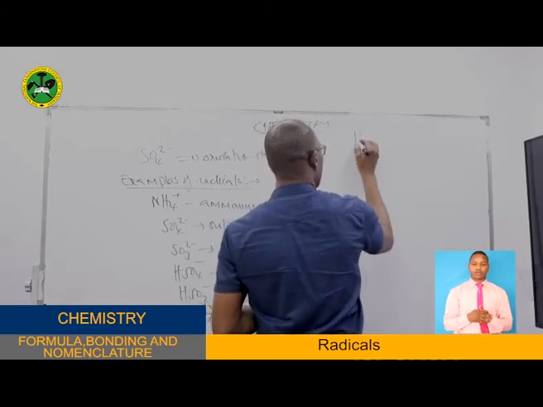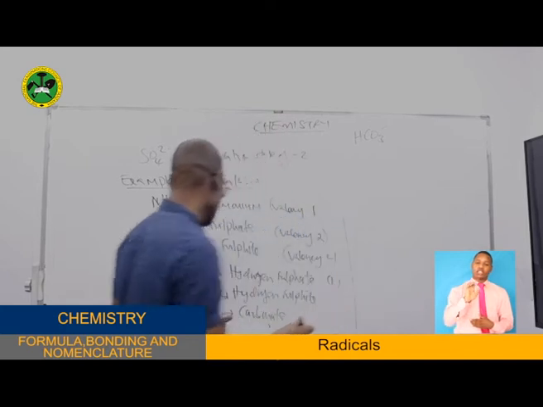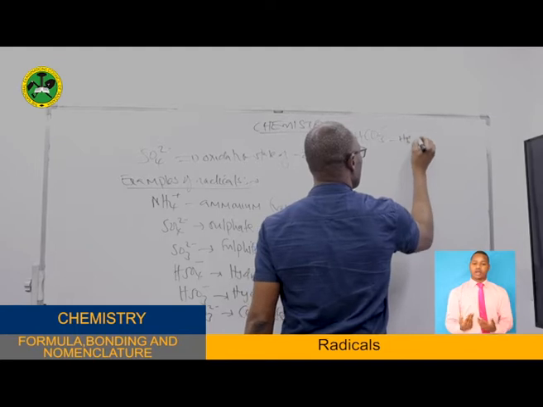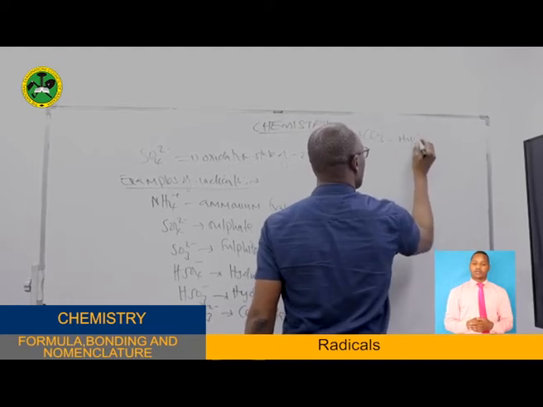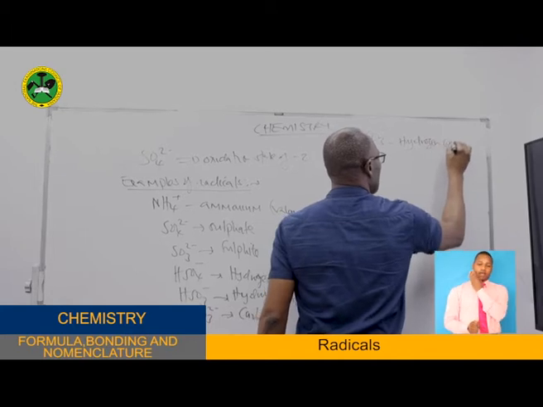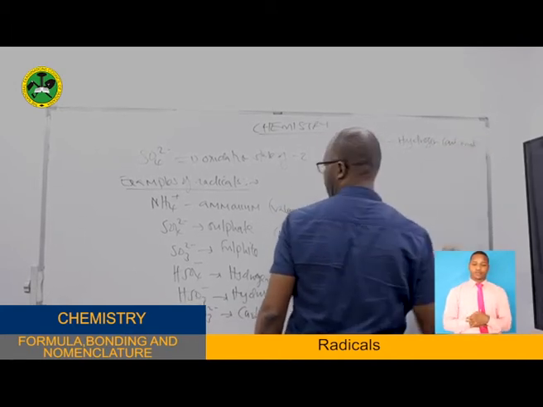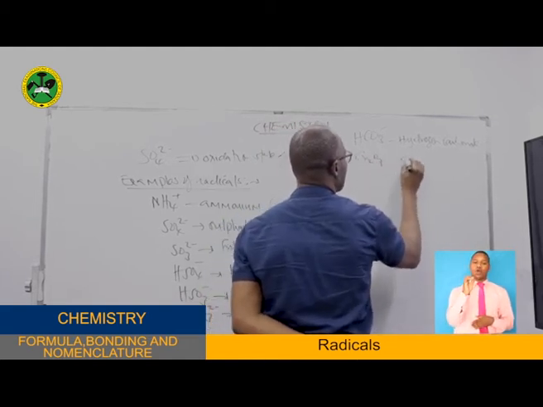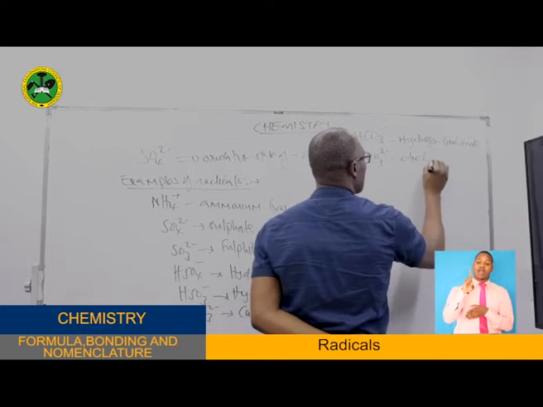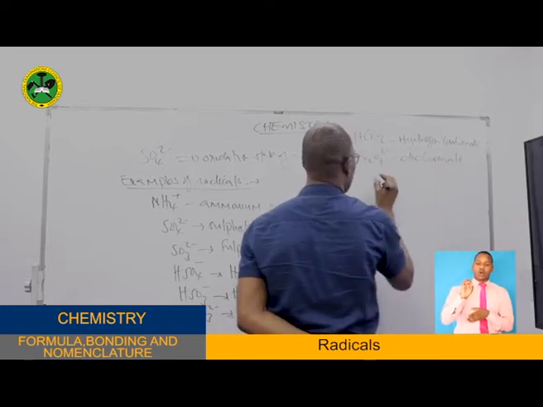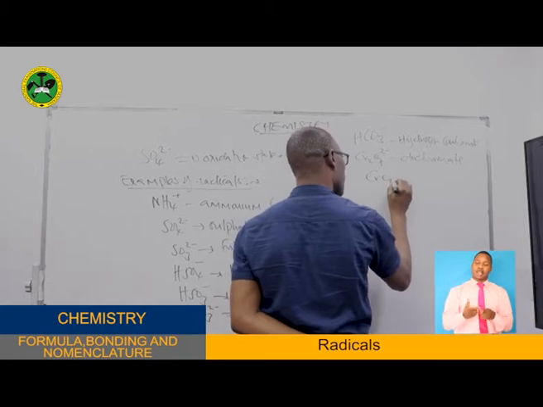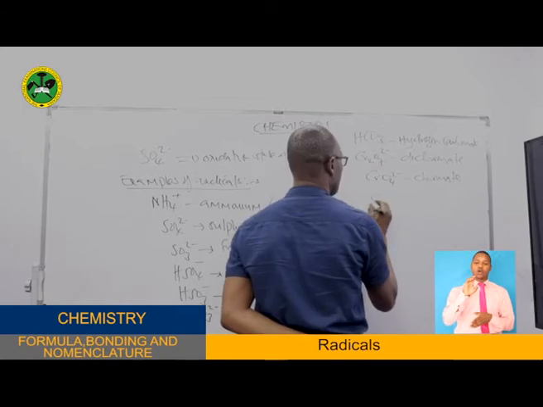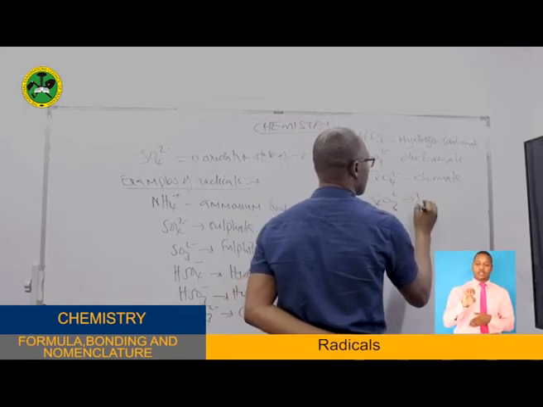We have HCO3 from the same carbonate will give us a hydrogen carbonate. We also have Cr2O7, this is called dichromate. But CrO4 is called chromate. We have S2O3 2 minus, this is called thiosulfate.